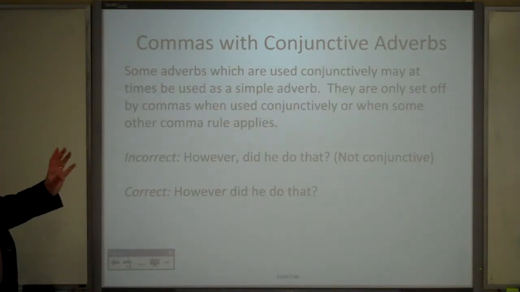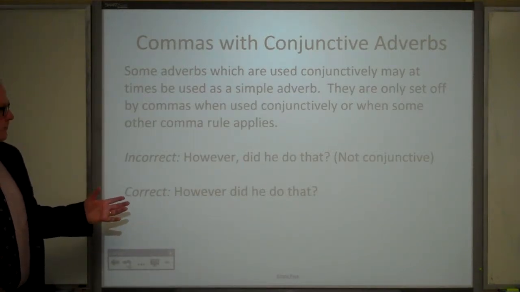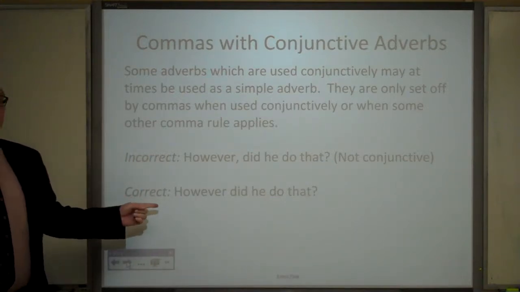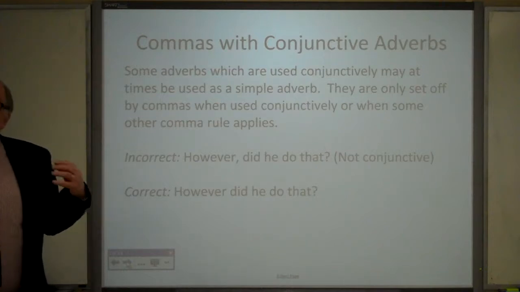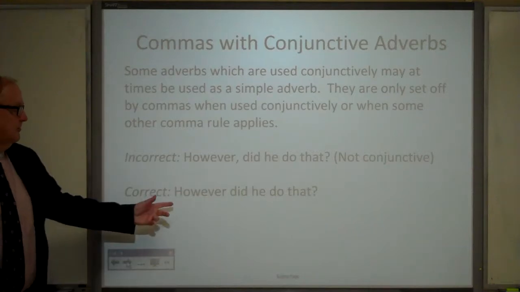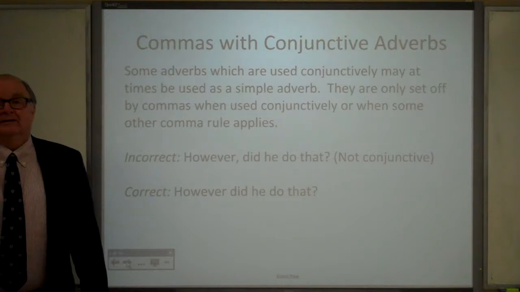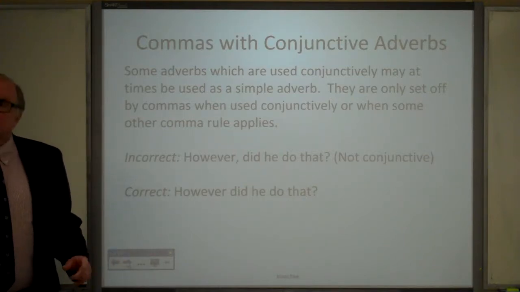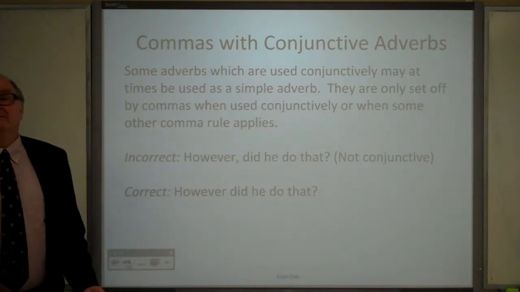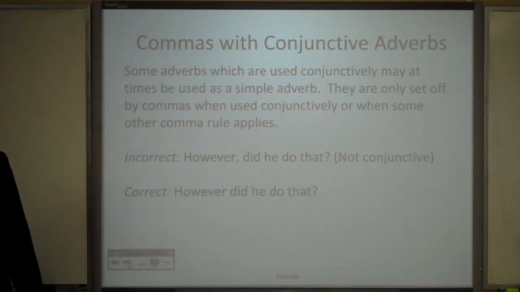Okay. Also, sometimes it depends on what you mean. If we're using the word however as just an emphatic form of how, it's not set off by commas. So we say, "However did he do that?" That's different from saying, "However, did he do that?" You could perhaps in some cases have that however set off by a comma, but it means something else.